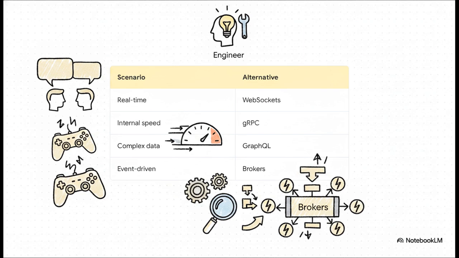If you need incredibly high-throughput communication between internal microservices, you should be reaching for gRPC. If your client needs to query complex, deeply nested data structures without making dozens of round-trip requests, GraphQL is your answer. And for heavily event-driven architectures, you want to rely on message brokers like Kafka. Understanding how to build a perfect REST API is vital, absolutely, but knowing exactly when to step outside of it, that is what gets you the job.